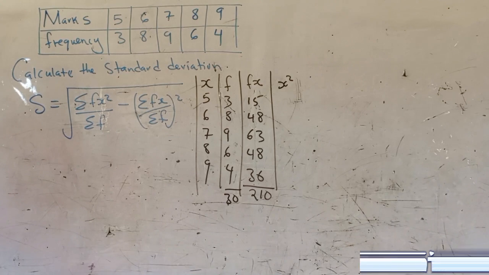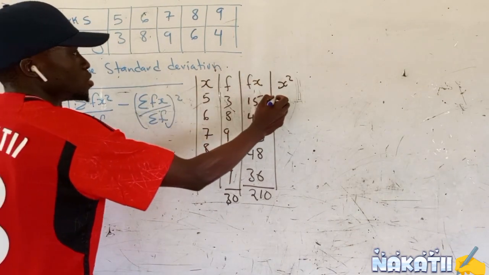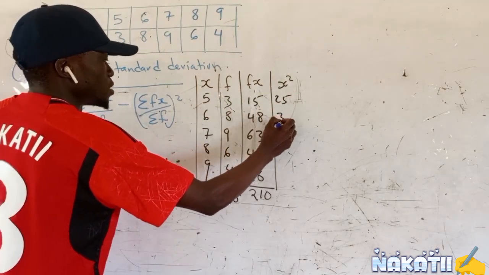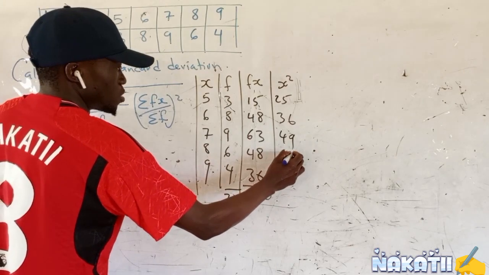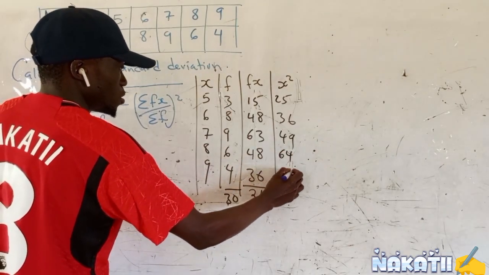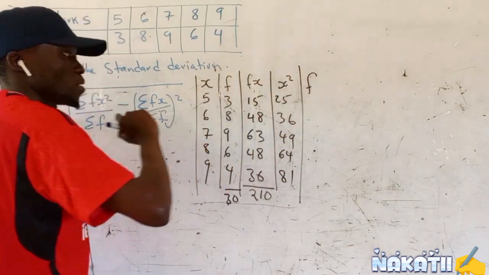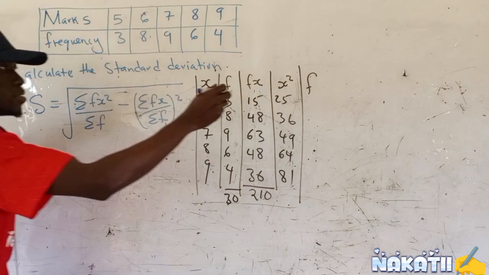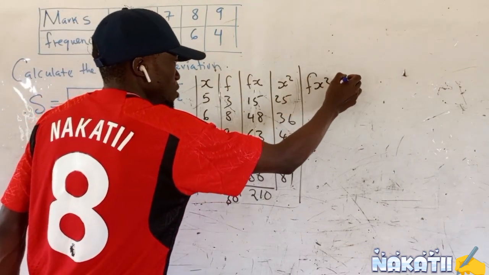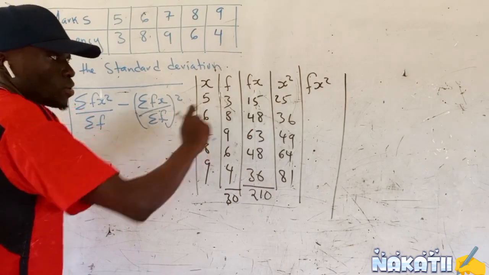So the final column, maybe you can come up with, you can square x, square those values. So when you square those values, we start with x squared. This will be 25. This one will be 36, this one will be 49, this one will be 64, and this one will be 81. So then we need to come up now with the column of f multiplied by x squared. So we can multiply now this column and this column here.